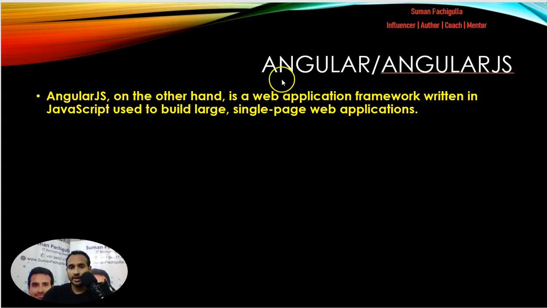AngularJS, on the other hand, is a web application framework written in JavaScript used to build large single page web applications. Now here, what is AngularJS? AngularJS is a web application framework. Framework means it provides, before an application is built, a few things which are primarily required. Those things have already been built, and the developers have to get in there and build their software.